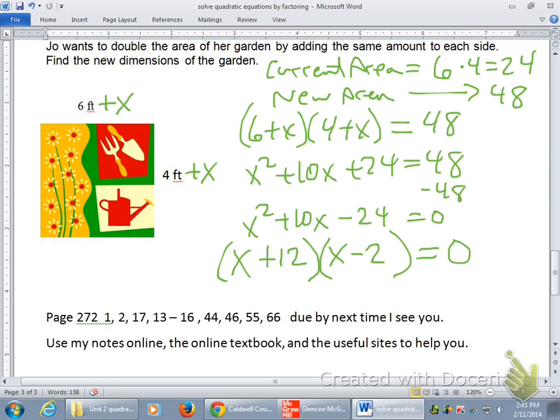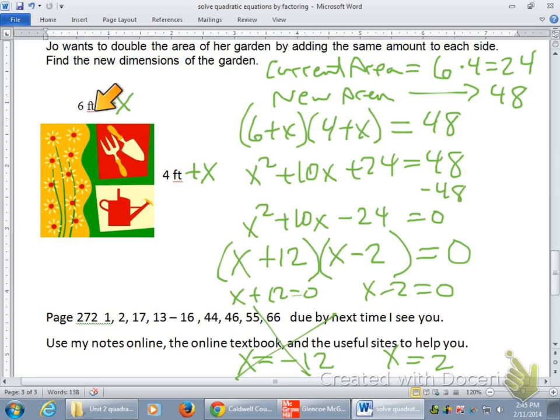And how do we know what the final answer is? That means x plus 12 equals 0, or x minus 2 equals 0, right? So x has to be negative 12, or x has to be positive 2. Now think. This is a word problem. Okay? Negative 12. If I did 6 plus negative 12, how long would this side be? Negative 6. Does that make sense? No. If I did 4 plus negative 12, how high would this side be? Negative 8. Does that make sense? So that tells me that this is out. So what about the 2?